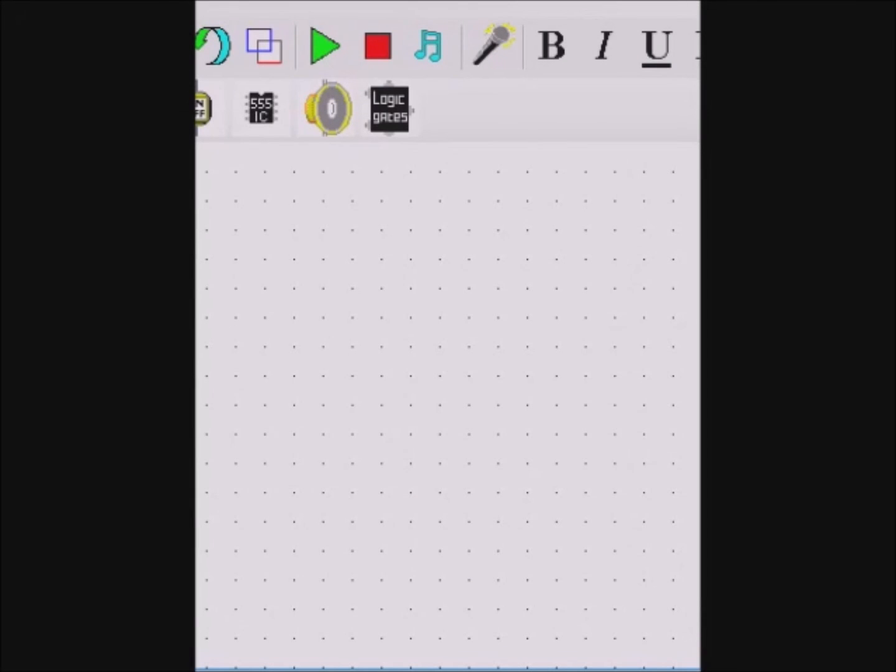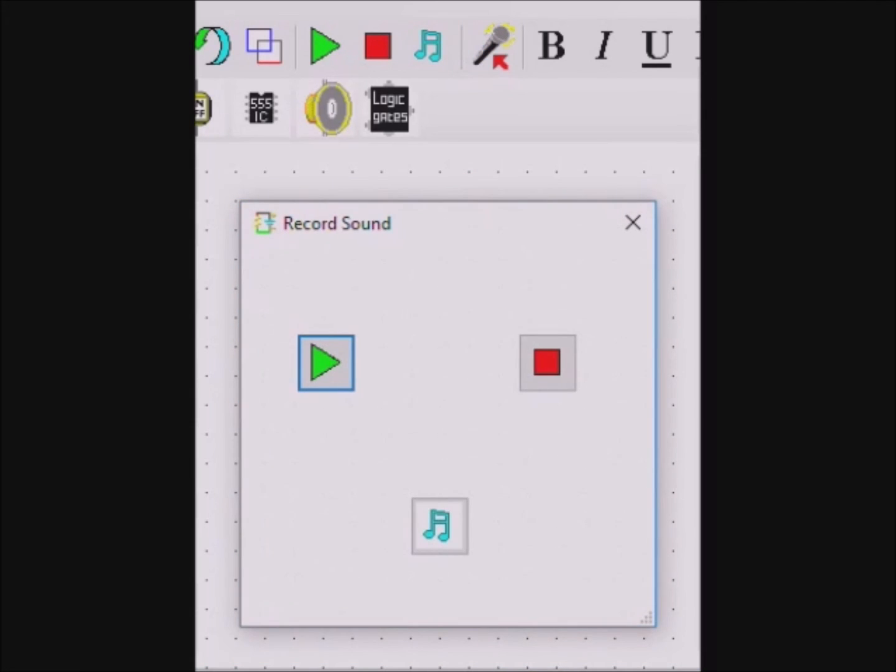The simulator has a microphone facility. You can record sound as a .wav file and then play the recording into your project. We show that first. Click on the microphone, click Start, record a sound into your microphone, click Stop. You may play that back.